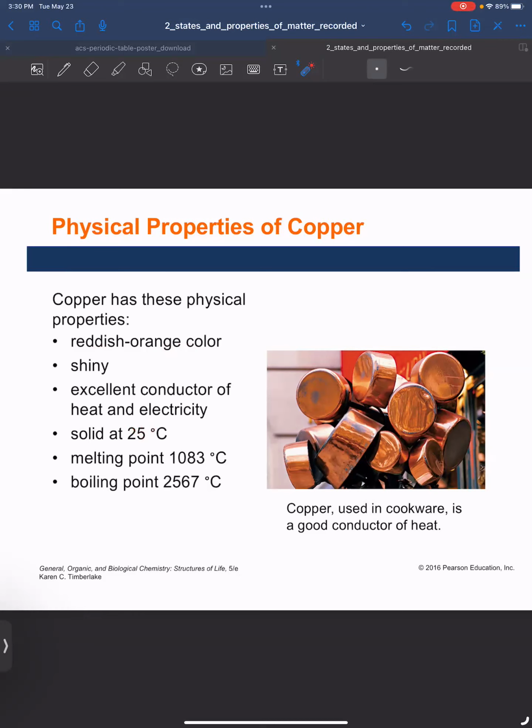So anytime you see 25 degrees Celsius, that's room temperature. If we looked up its melting point, it would be listed as 1083 degrees Celsius, and its boiling point is 2567 degrees Celsius. So these are all physical properties of copper.